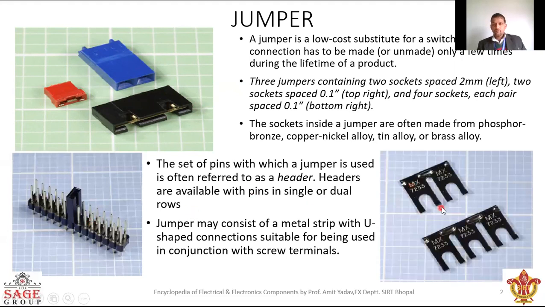Now look here. This is another type of jumper. Basically, these jumpers may consist of a metal strip with a U-shaped connection suitable for being used in conjunction with a screw terminal. Such types of jumpers are used in panel boxes where we have to provide a common neutral or a common phase supply to all terminals. Then we use such types of jumpers in panel boxes.